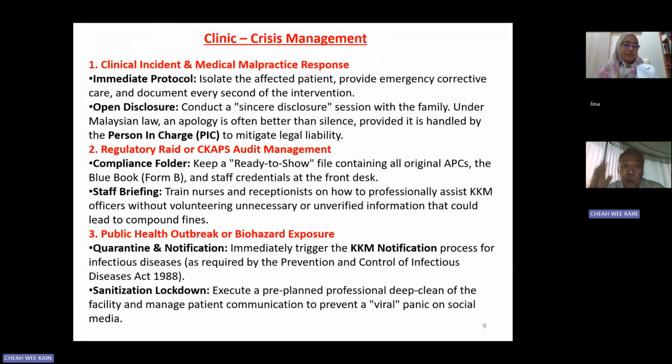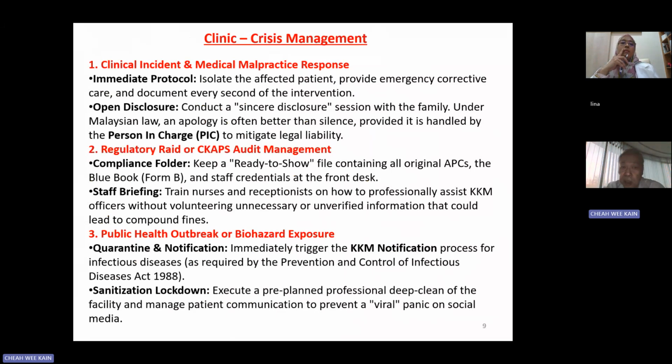But anyway, now we come to crisis management. It's still under clinic. Clinical incident, medical malpractice response, immediate protocol: isolate the affected person, open disclosure, conduct a sincere discussion with the family. Under Malaysian law, an apology approach is often better than silence, provided it's handled by the person in charge.